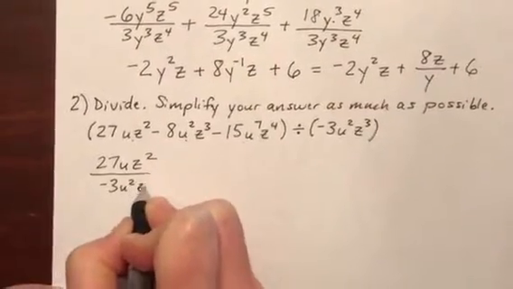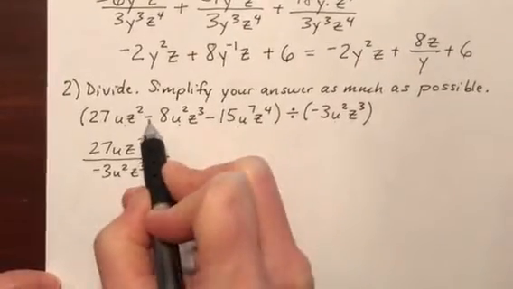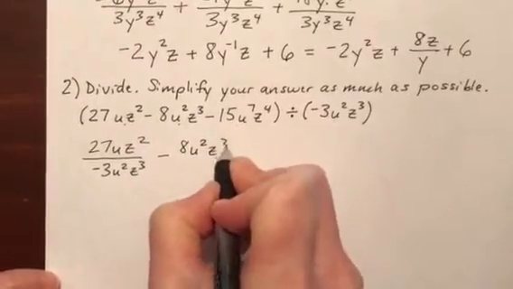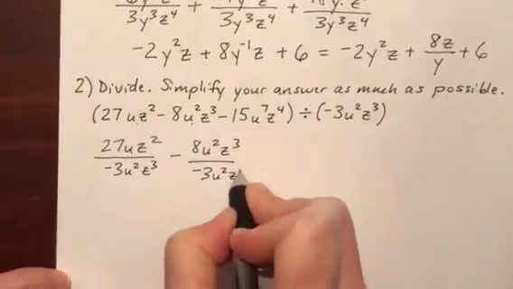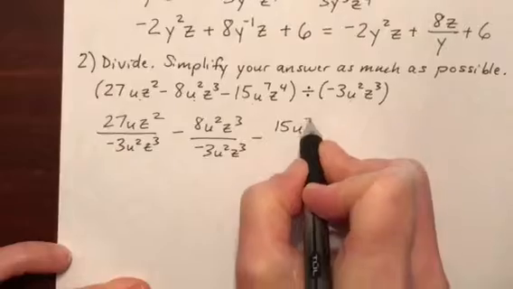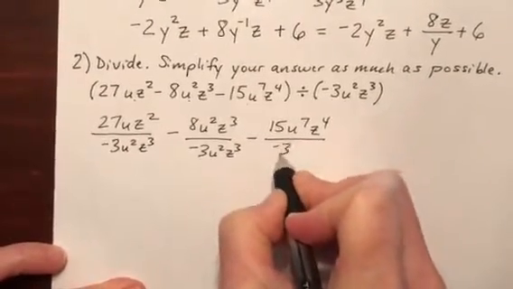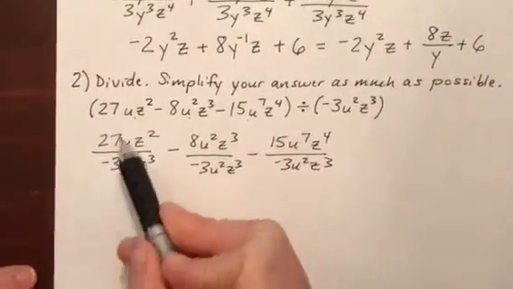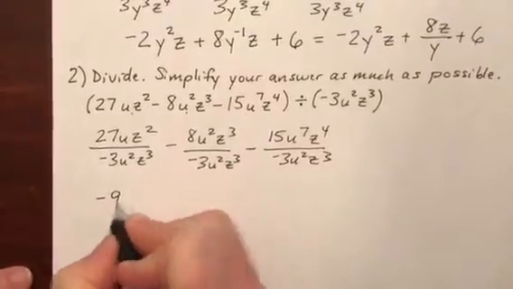-3u squared z cubed. And then minus, since there's a minus here, 8u squared z cubed over -3u squared z cubed. And then another minus, 15u to the 7th z to the 4th over -3u squared z to the 3rd. Okay, in my first fraction, 27 divided by -3 would be a -9.